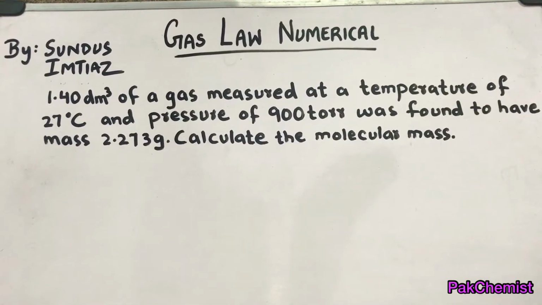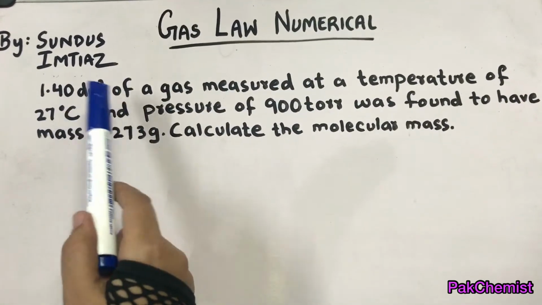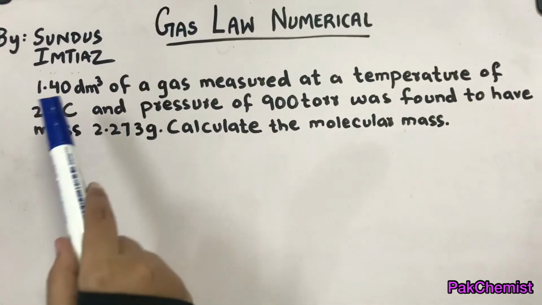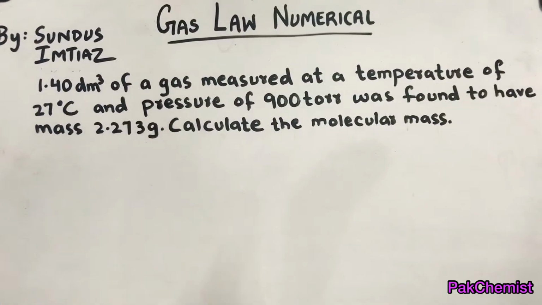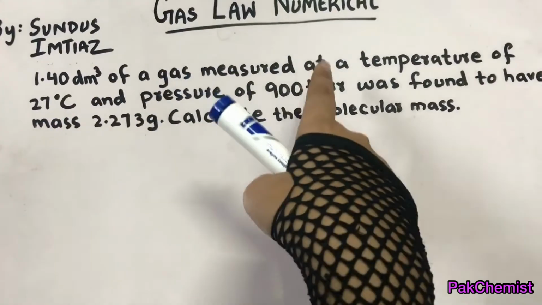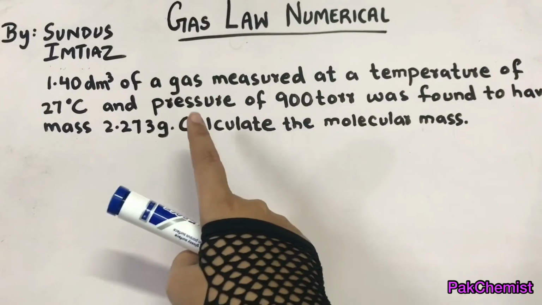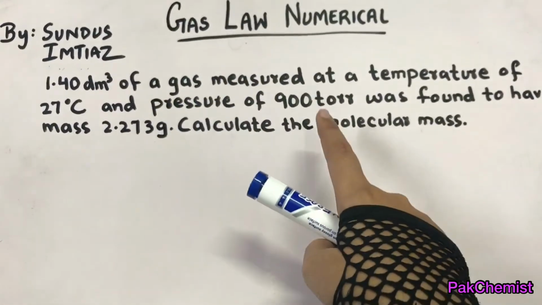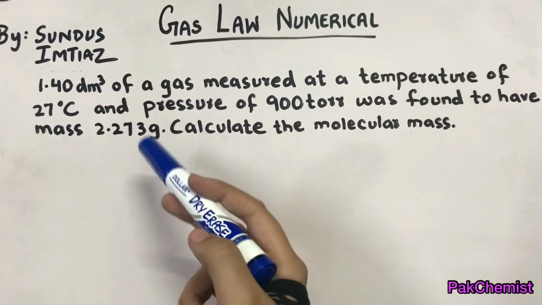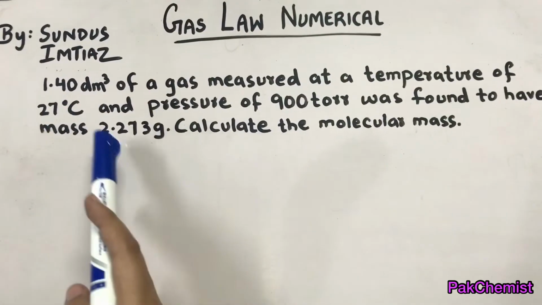So let's see what the question is saying to us. 1.40 decimeter cube of a gas. Now this decimeter cube is the unit of volume. So 1.40 decimeter cube of a gas measured at a temperature of 27 degrees centigrade, and the pressure of 900 torr, was found to have a mass of 2.273 grams. So this gram is the unit of mass.